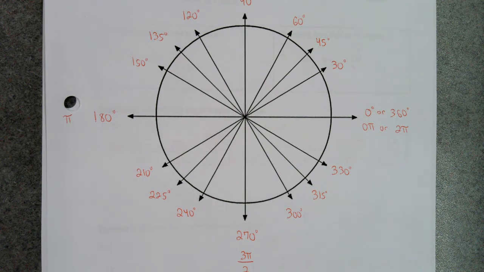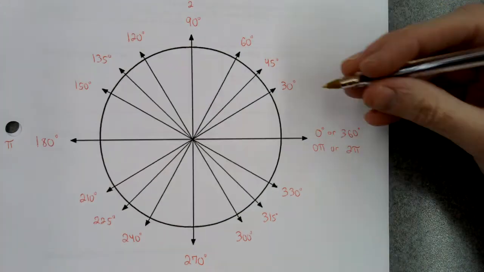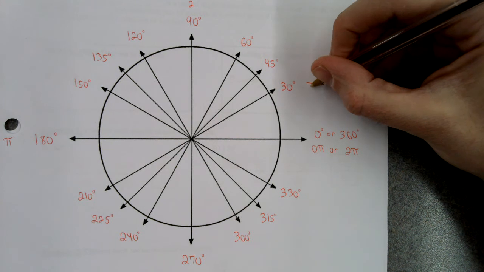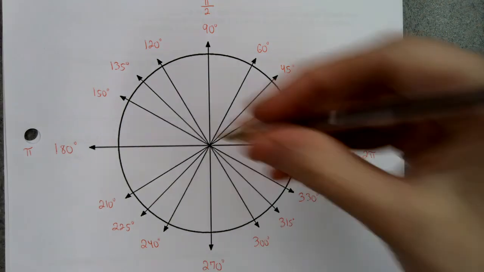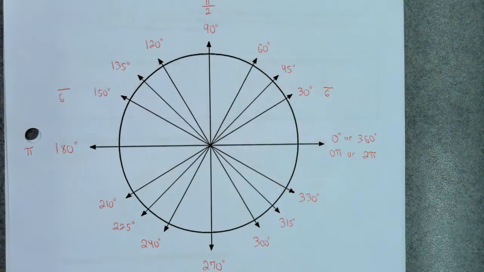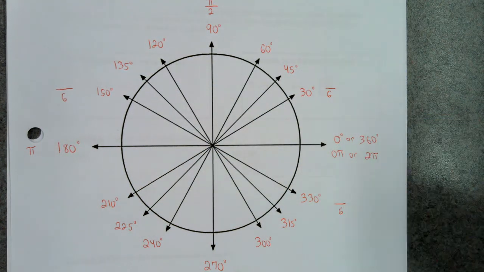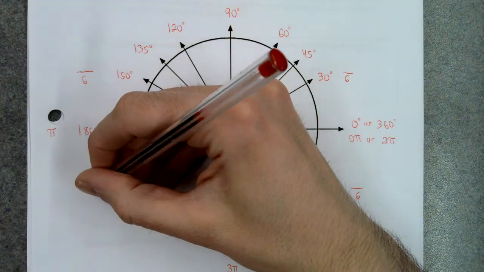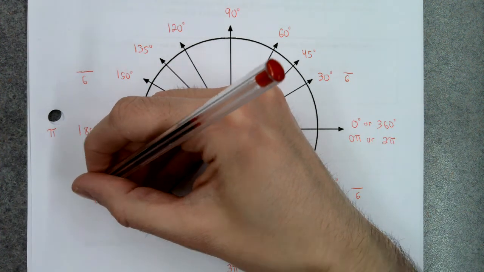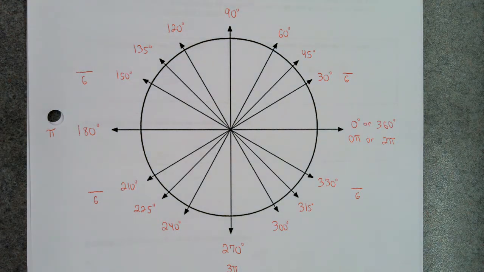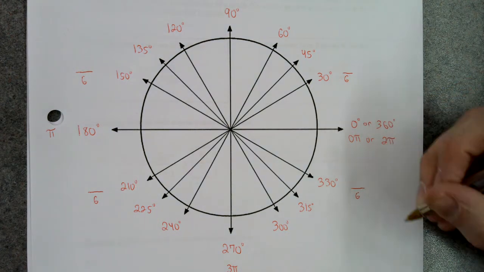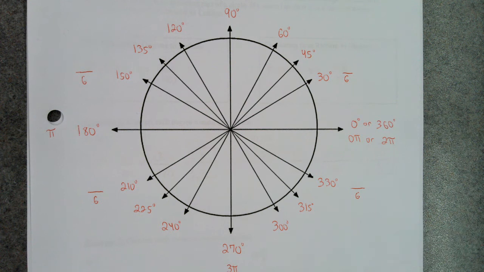So the values closest to the x-axis are always going to be something over 6, okay? So this one's going to be something over 6. This one's going to be something over 6. This one's going to be something over 6. And this one's going to be something over 6. And so the trick is that it cannot be simplified. The fractions should not be able to be simplified.